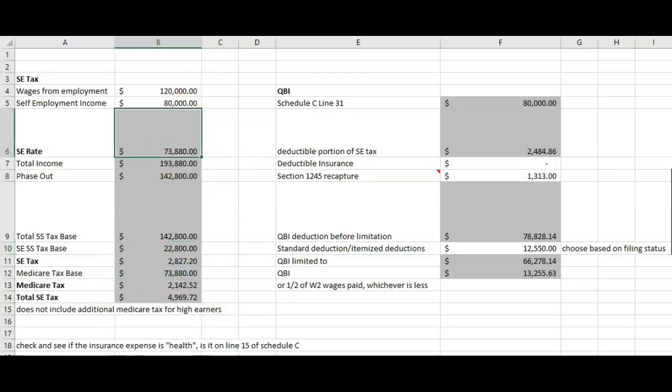So here's the formulas again: B5 times 92.35%. So B5 is self-employment income. The total income is total of these two. The phase out is just no formula. It's $142,800. I made all the cells that don't change gray. They all have formulas or numbers that shouldn't be changed, so that you don't type anything into them.